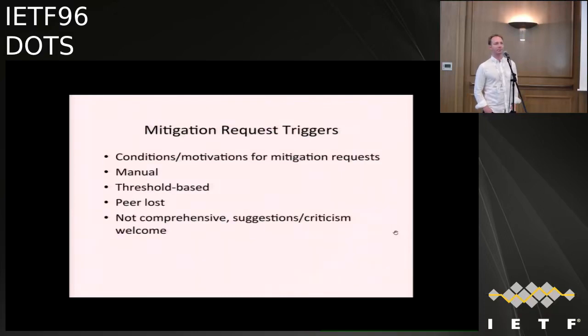Should we also somehow identify what kind of peers lost, like DOTS client lost, DOTS server lost, application protection lost, DNS mitigation also lost, to make a broader spec? Thank you.